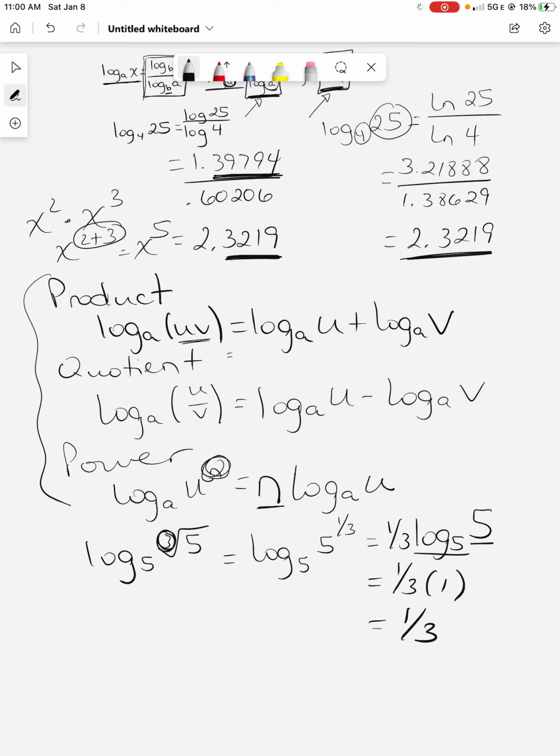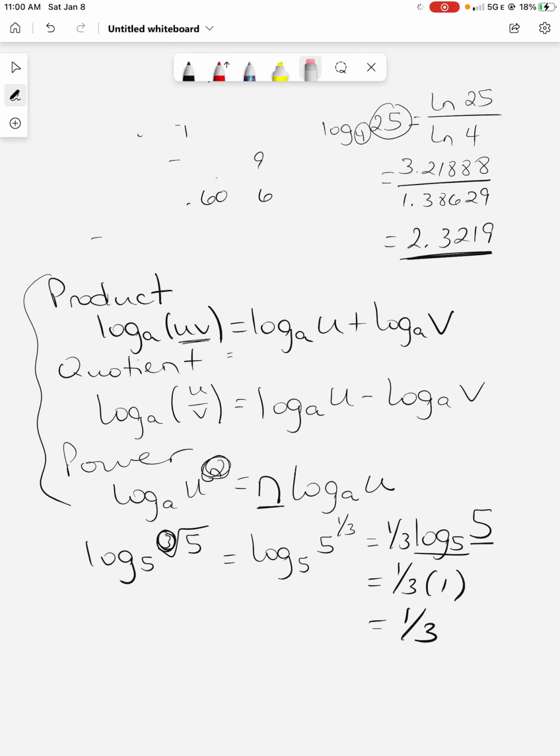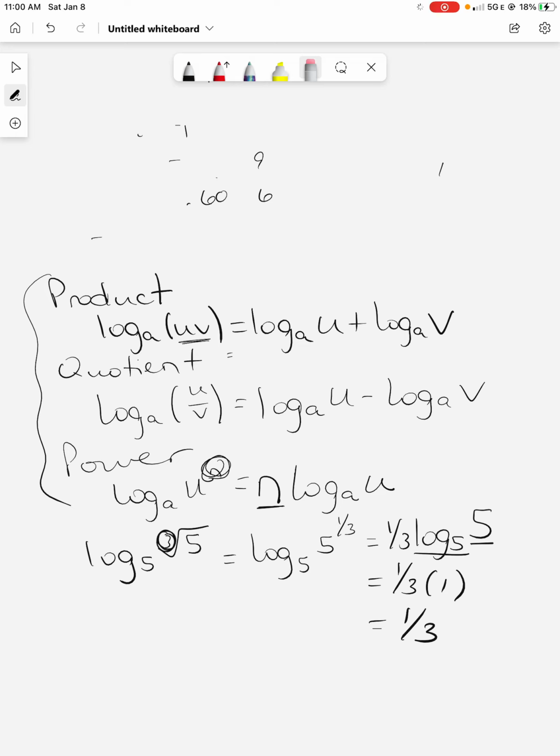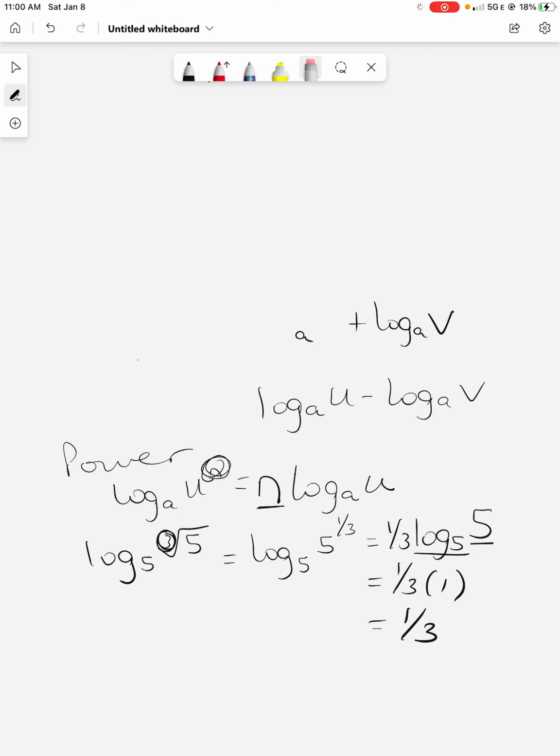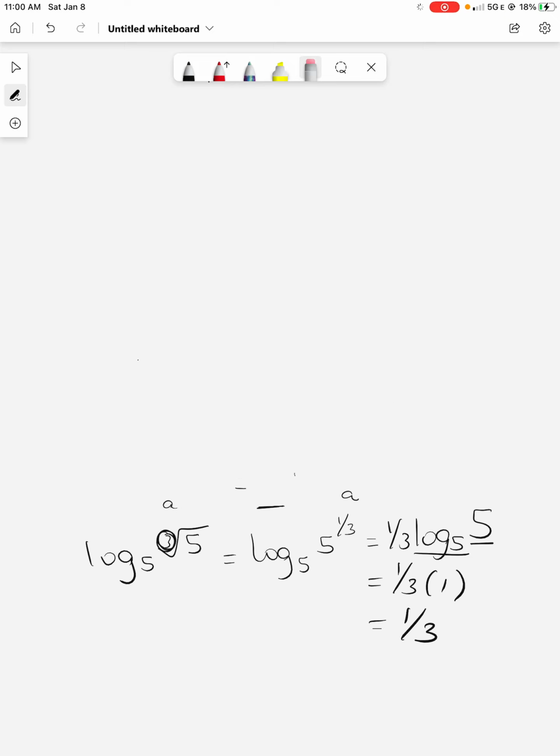Okay? Now the other type of problems that we will use, you may be asked to expand a logarithmic expression. Given a complex expression, break it down into simpler parts. That's what expand would mean. So let's take a look at that.